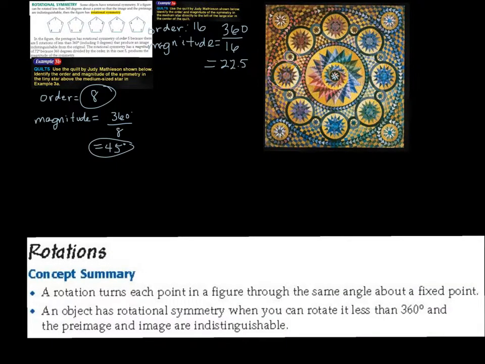A rotation turns each point in a figure through the same angle about a fixed point. An object has rotational symmetry when you can rotate it less than 360 degrees, and the preimage and image are indistinguishable.